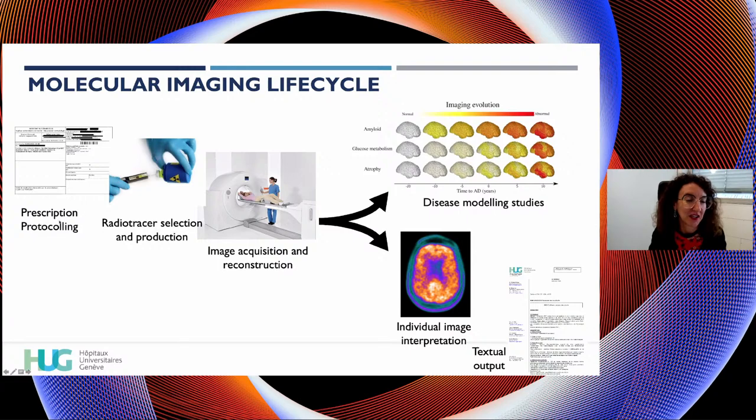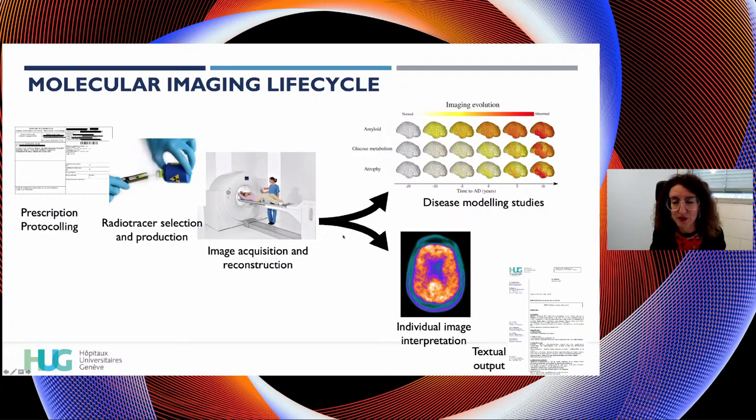If we want to imagine the life cycle of the images we've seen, in a clinical routine the test is prescribed, then we select which tracer we should use to answer this question, and then the image is acquired. In research, this step would be deciding the clinical research question, and then deciding which tracer is the most accurate to answer the question, and then we would still acquire the images.